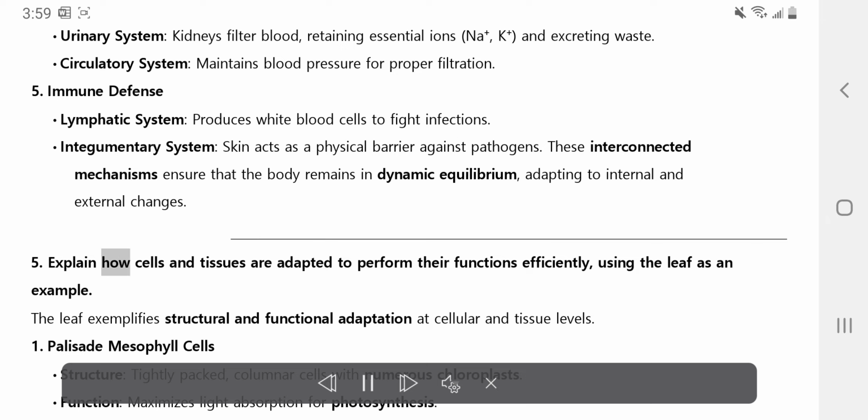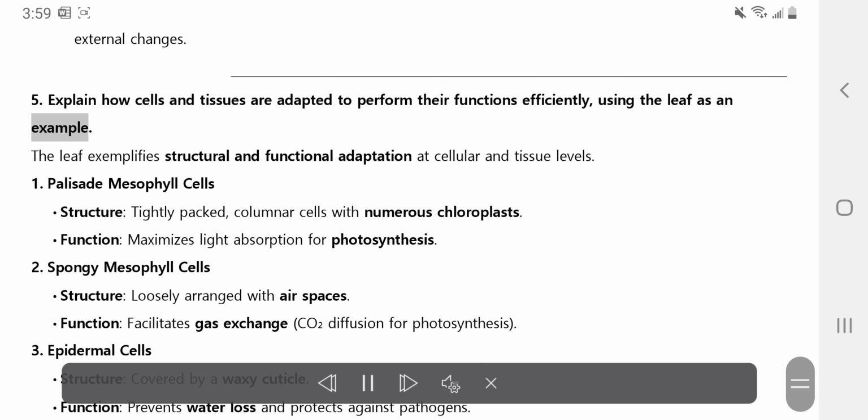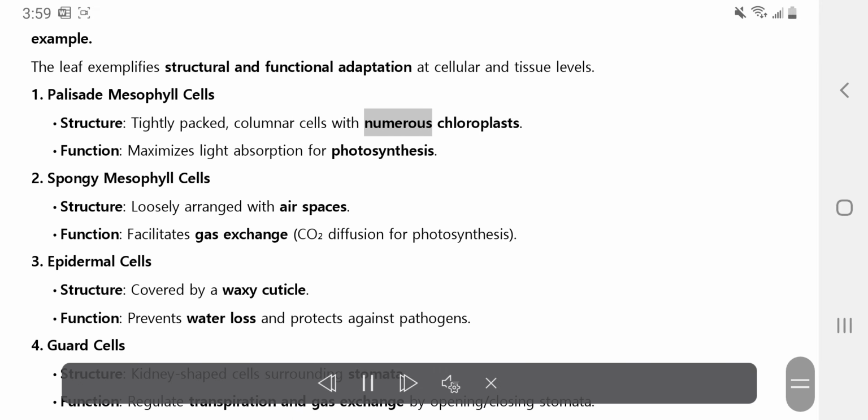5. Explain how cells and tissues are adapted to perform their functions efficiently, using the leaf as an example. The leaf exemplifies structural and functional adaptation at cellular and tissue levels. Palisade mesophyll cells. Structure: tightly packed, columnar cells with numerous chloroplasts. Function: maximizes light absorption for photosynthesis.